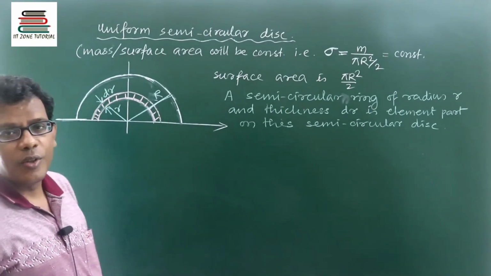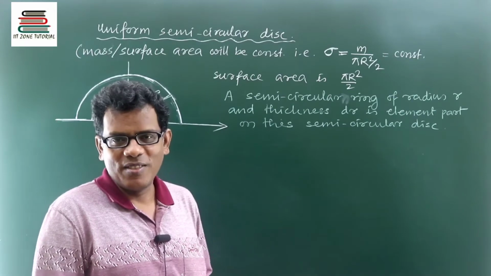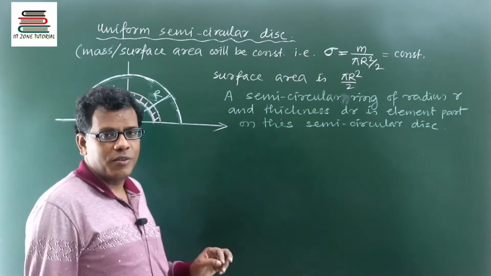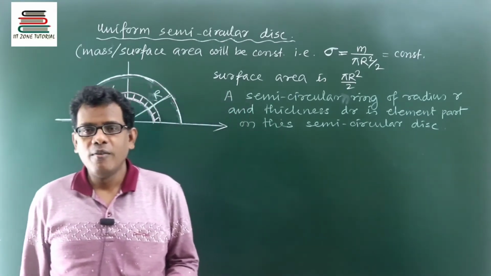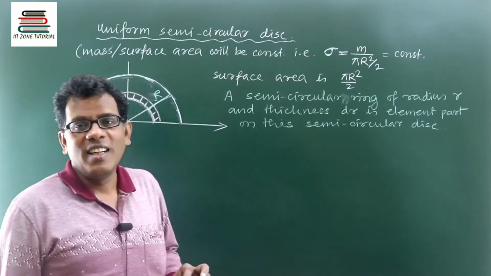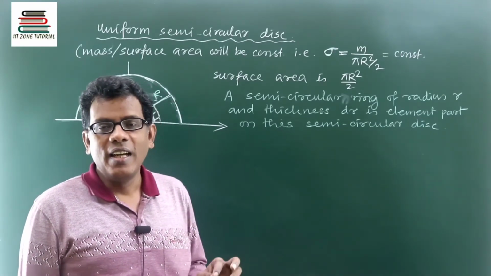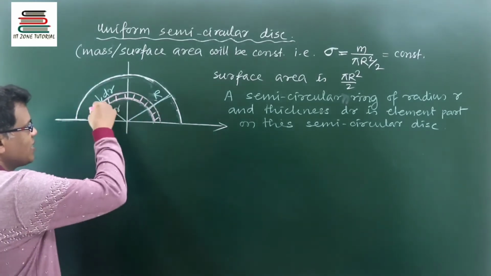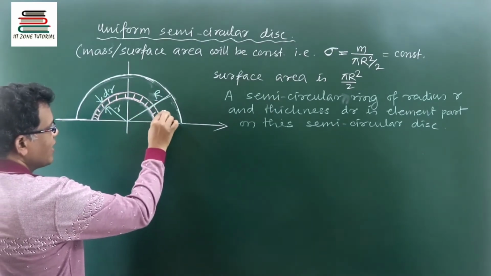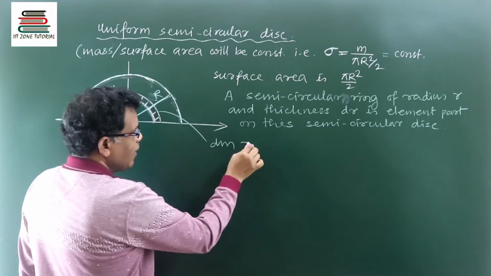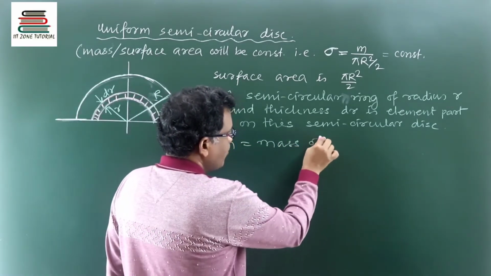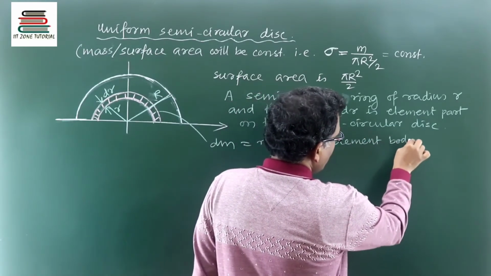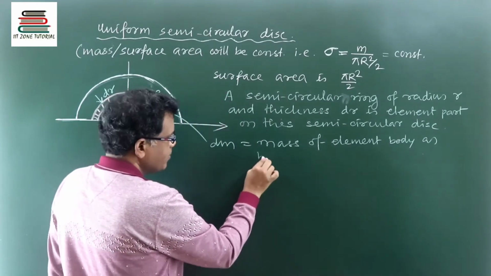And the second thing, we know the center of mass of a semicircular ring itself. In the previous derivation, we found the position of the center of mass of a semicircular ring for uniform mass distribution. It was on its line of symmetry, on its axis of symmetry, from its center at a distance of 2 by pi times the radius. So dm will be the mass of the element body as a half ring.